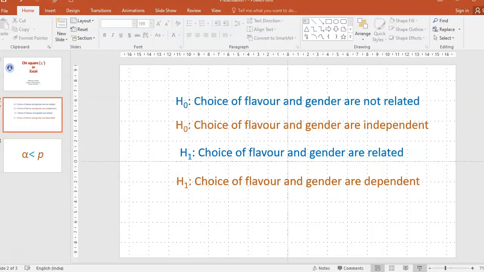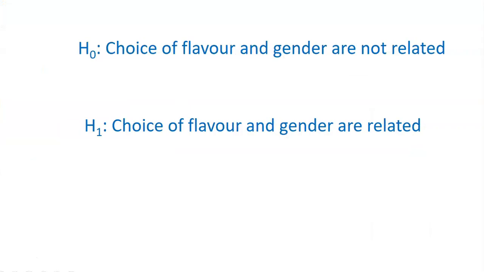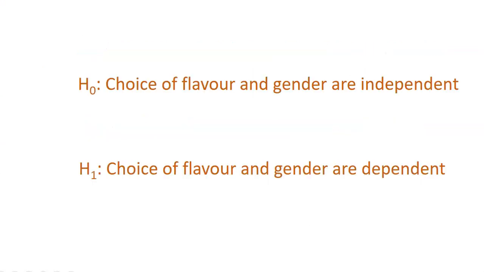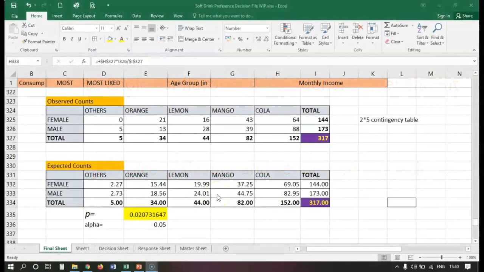Once again, we are going back to our hypothesis. We can write it like this or this. So our first task is to find out the expected counts against each of the cells of the observed table. I have calculated this for you already. Let us find out the formula, how we actually did the calculations. Suppose the corresponding cell of the cross tabulation of the observed counts is cola for female. Let us take this cell.